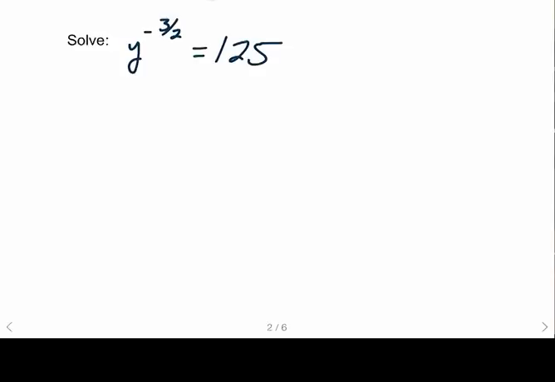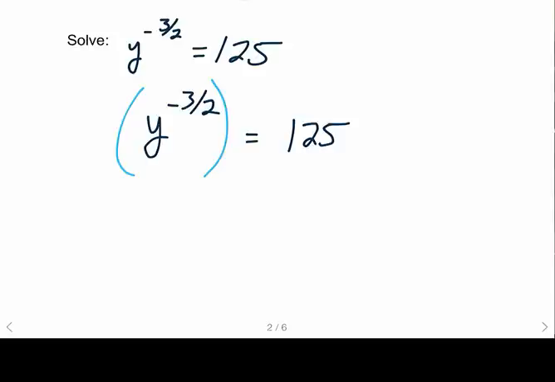The next example has us looking at this pretty much in the same way. y to the negative 3/2 is equal to 125 is the equation that we're solving here. I'm going to rewrite this equation. And then, same thing as before, I want the exponent to be a 1. The exponent is currently negative 3/2, so if I multiply that exponent by its reciprocal, negative 2/3, then the exponent on y will be 1.